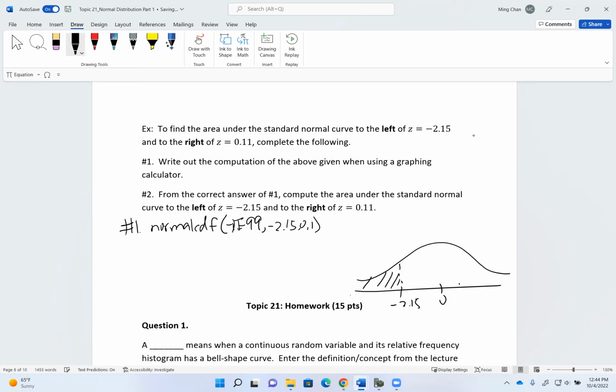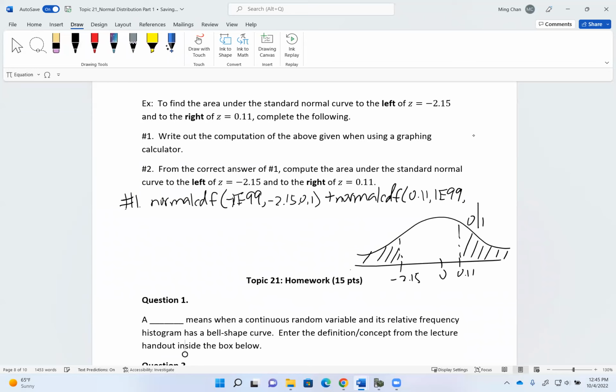Then to the right of 0.11. Once I find each one, I'm going to add them up, so I'm going to put this all in the calculator. The area to the left plus the area to the right of 0.11. The lower bound is 0.11, comma 1E99, comma 0, comma 1. Lower bound, keep on going to the right. So that's the computation. You need to write it out or enter it.